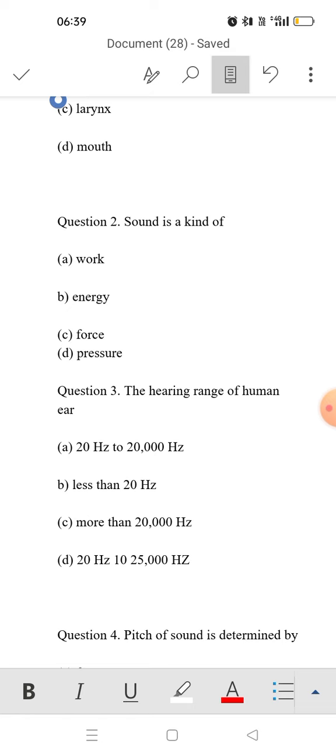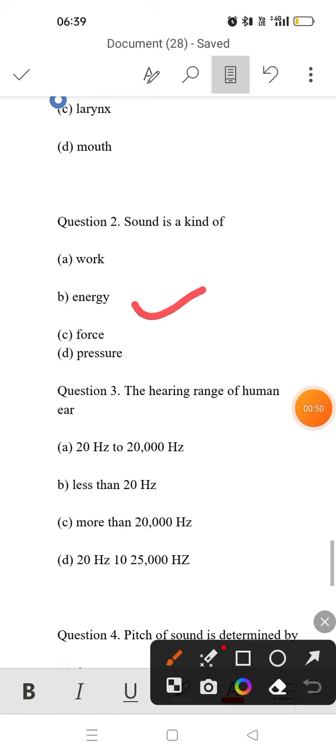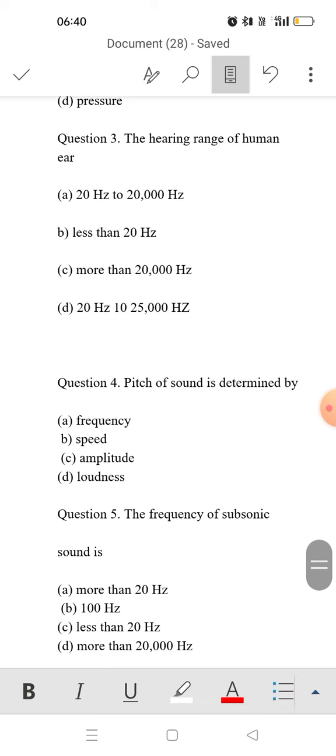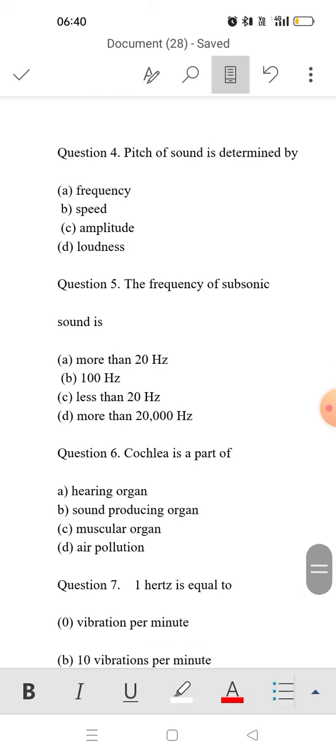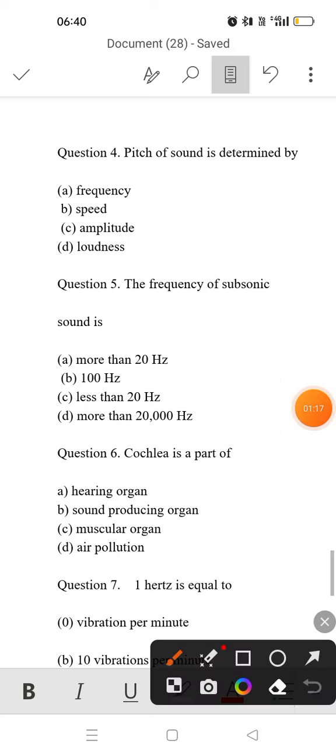Sound is a kind of energy. The hearing range of, please check your knowledge also with that. Please try to give answers before me. The hearing range of the human ear is 20 hertz to 20,000 hertz. Pitch of a sound is determined by the frequency.